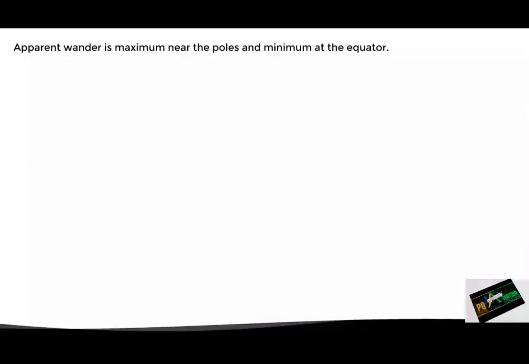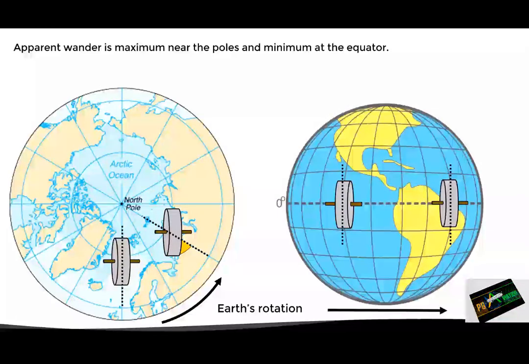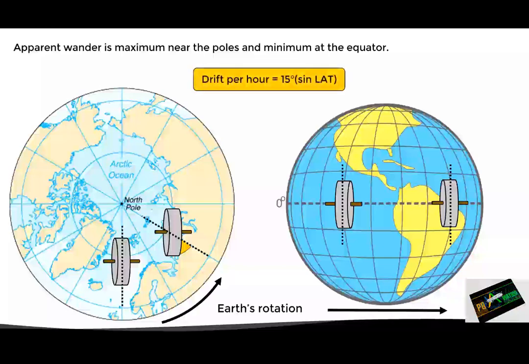And it is that the apparent wander is maximum at the poles and minimum at the equator, but let's see why. In the image on the left we can see that near the poles the apparent wander is significant. However, in this image on the right we can see that at the equator, the plane of rotation of the gyroscope remains aligned with the meridians pointing north, regardless of the rotation of the Earth, so then we say that there is no apparent wander at the equator. Based on this, we can deduce that the magnitude of the apparent wander depends on the latitude and can be determined by means of this formula.